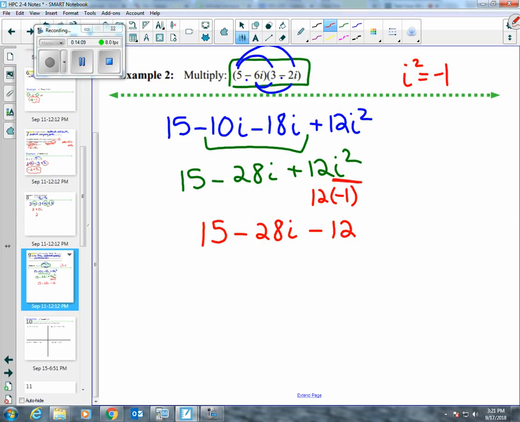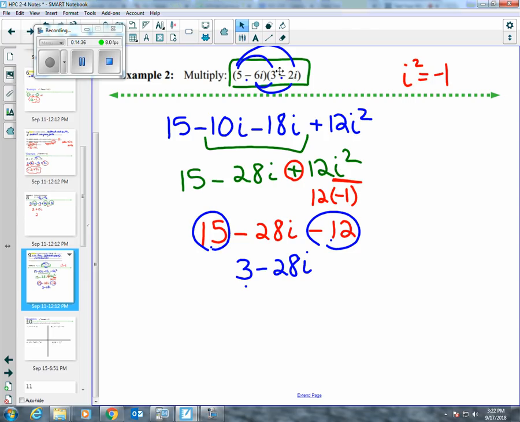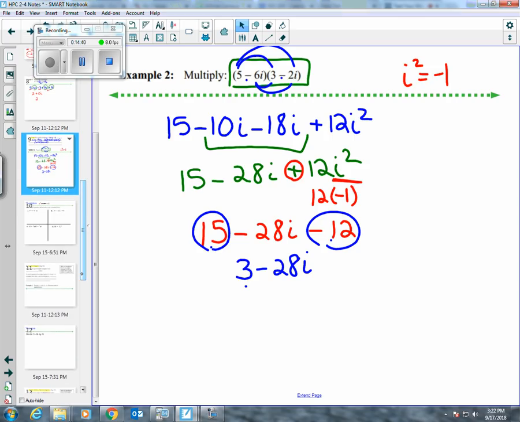In other words, if you have an i squared, what it really means is it's a -1. So it's changing the sign of your term. So my term was a plus, it became minus. If this term initially had been a minus, it'd become a plus. Well, what does that mean for our expression? Now I actually have real parts I can put together too. So 15 minus 12 would be 3 minus 28i. I have a real part and I have an imaginary part. So that's a unique thing about multiplying with these complex numbers. We can simplify those powers of i.